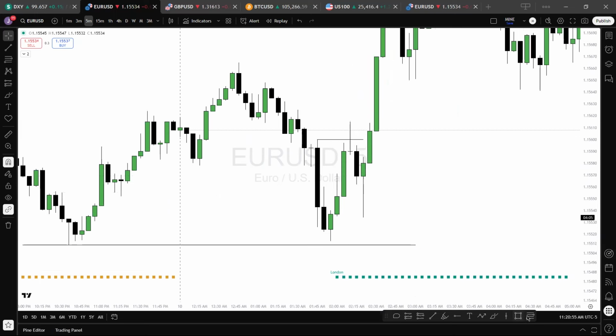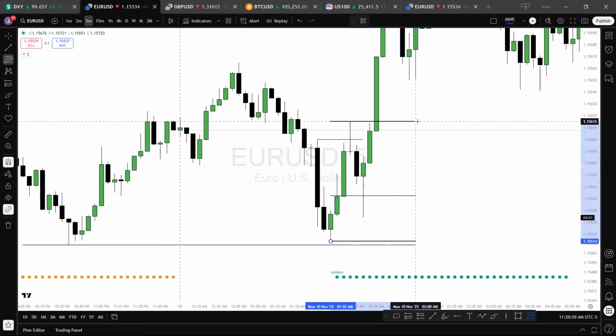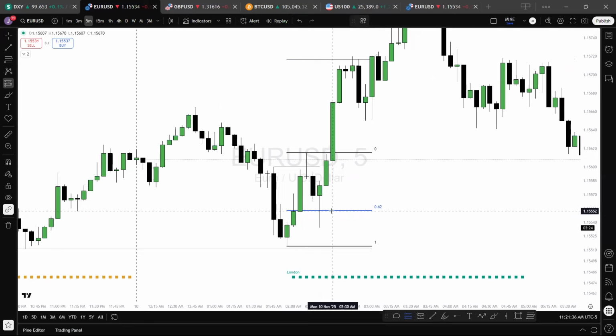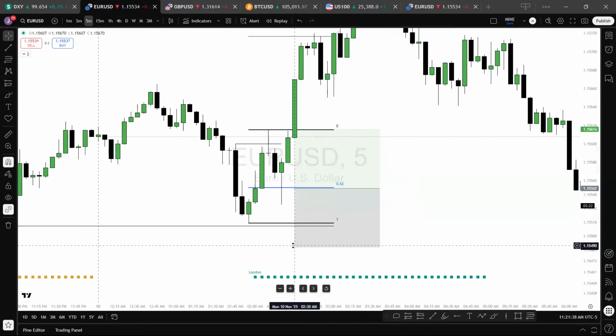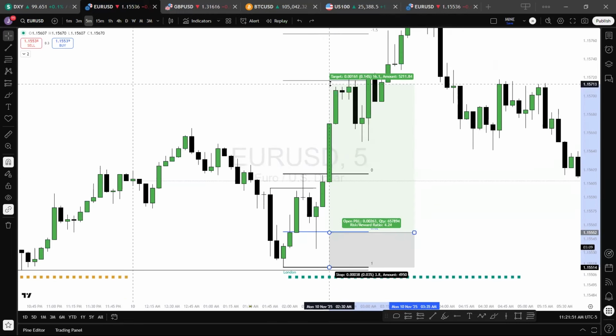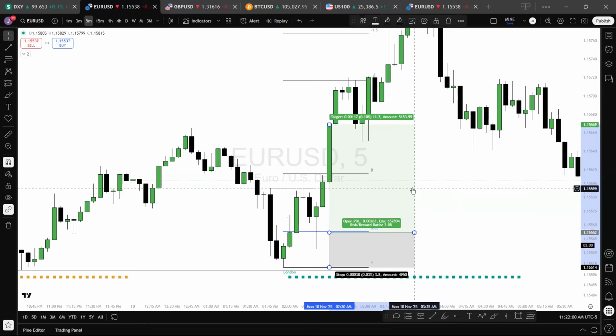So we draw a fib from this low to this high, okay? And we're entering at the 62% level. Here's the 1, 62, and then this. So here's where we're entering. Here will be our stop loss. And then here will be our take profit, this -1 extension, or you can use 3R. If you use 3R, this is where you'll be taking profit, which is a nice trade.